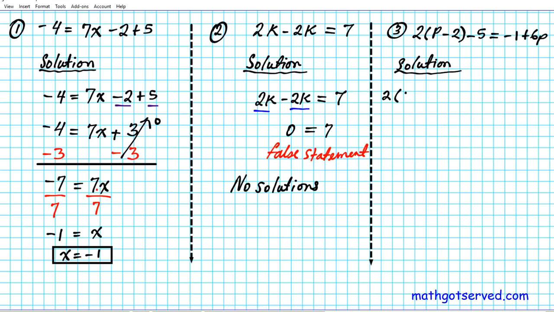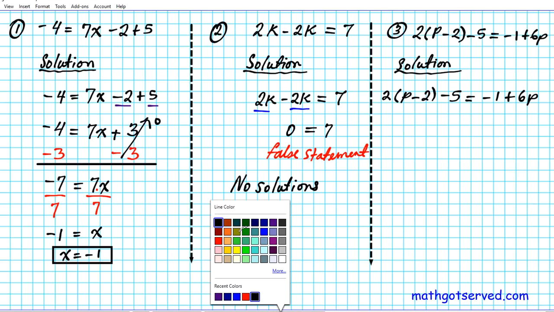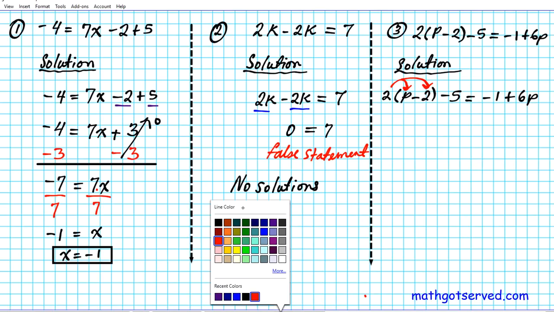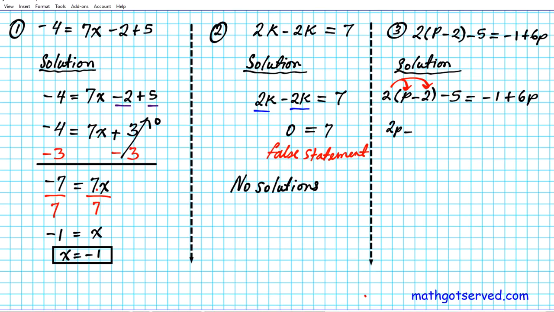Okay, now when you see parentheses, a quantity with parentheses and a number in front, what operation comes to mind? What property do you have to use to get rid of the parentheses? You need to make use of the distributive property, okay? So you distribute 2 across p and negative 2, and your answer is going to be 2p minus 2 times 2 is 4. Okay, you have 2p minus 4 minus 5 is equal to negative 1 plus 6p.